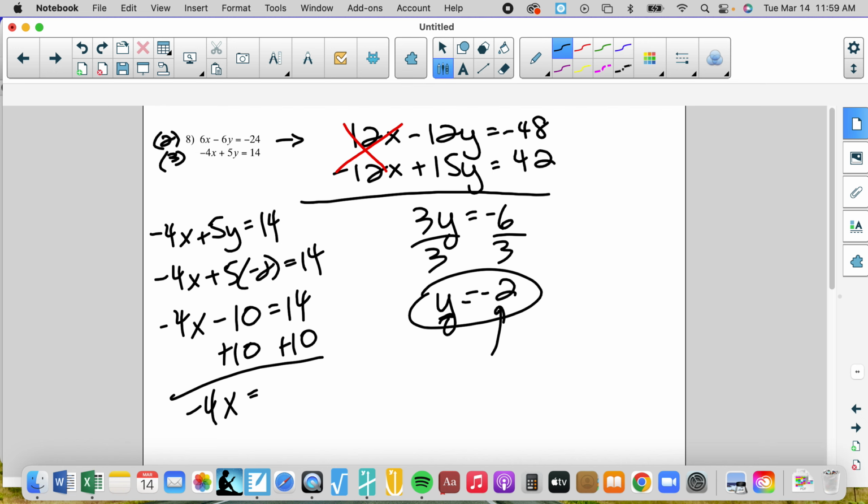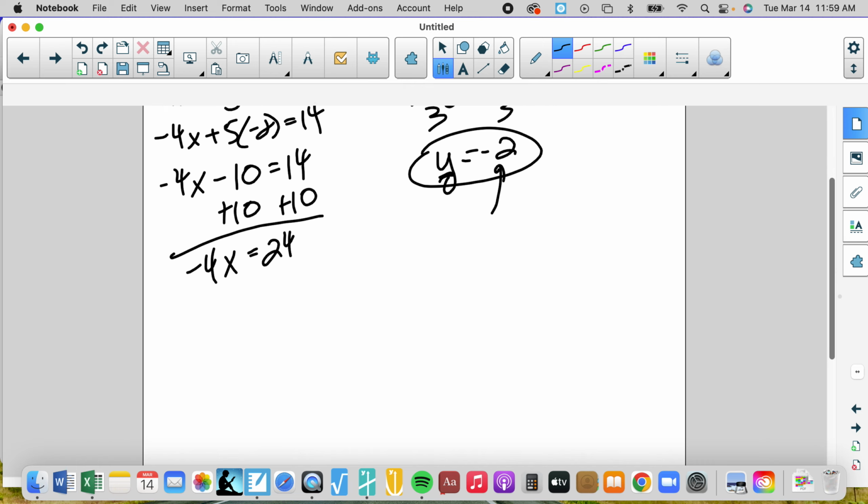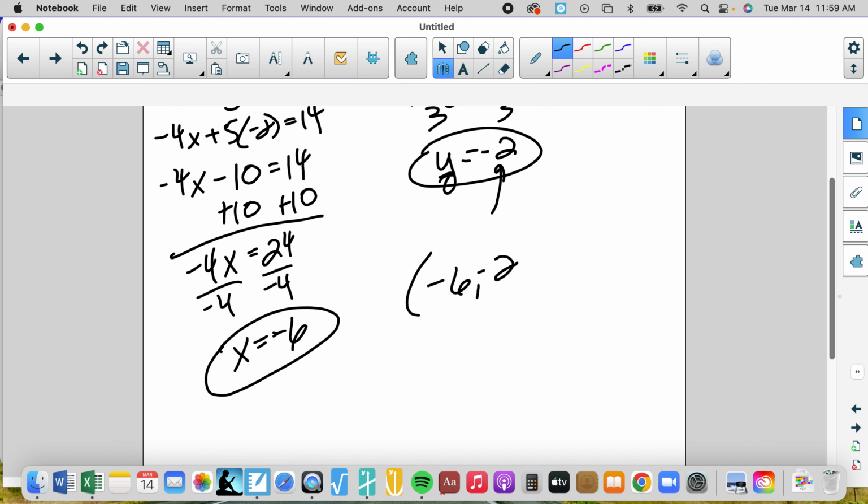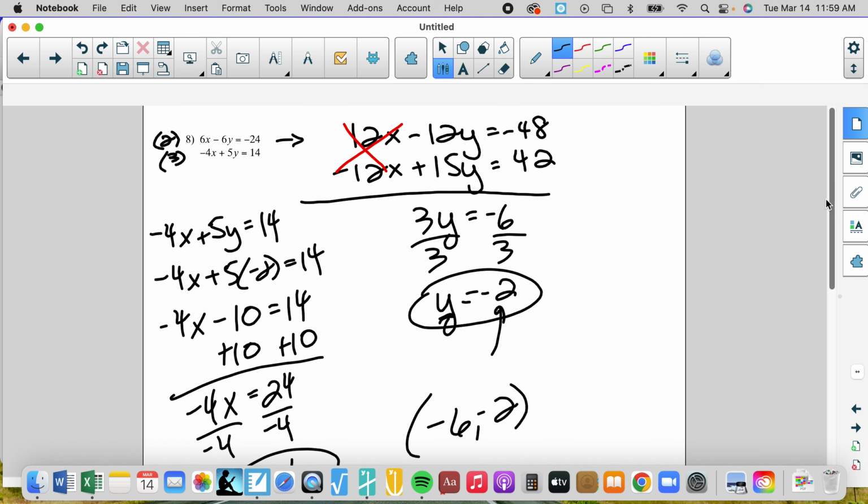We get negative 4x equals 24. Divide both sides by negative 4. We get x equals negative 6. So my solution is (negative 6, negative 2). Let's test it in the other equation. That's negative 36. Plug in, that's plus 12, and we get negative 24. That worked out.